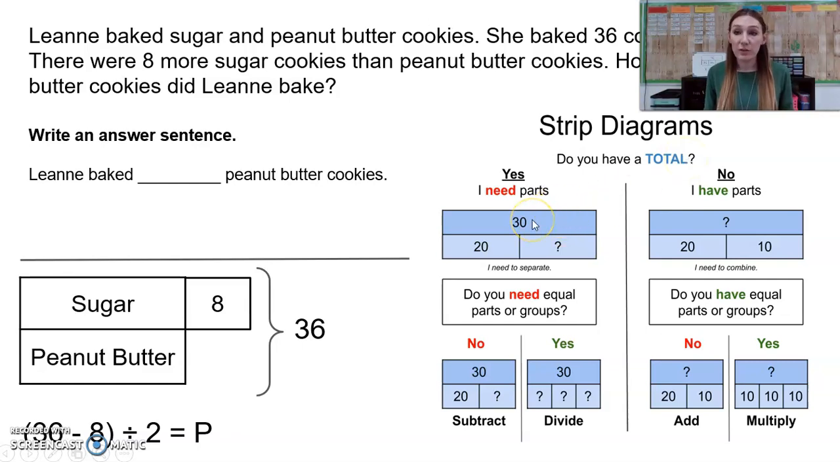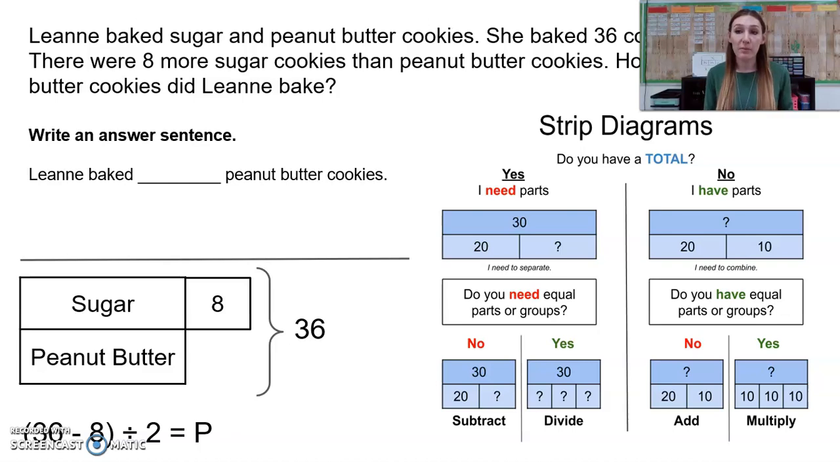So this is going to be a 2-part question, right? I first need to figure out how many cookies she baked without the extra sugar cookies. So I need to take away those extra cookies that she baked. So that means I need to first subtract 8 cookies from my total. Then I now have a total of sugar and peanut butter cookies combined.